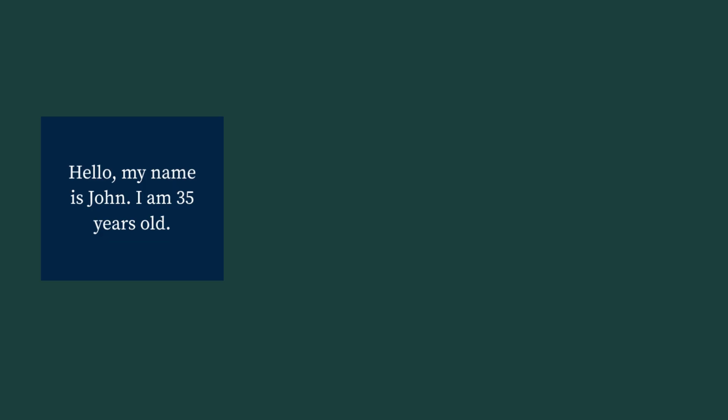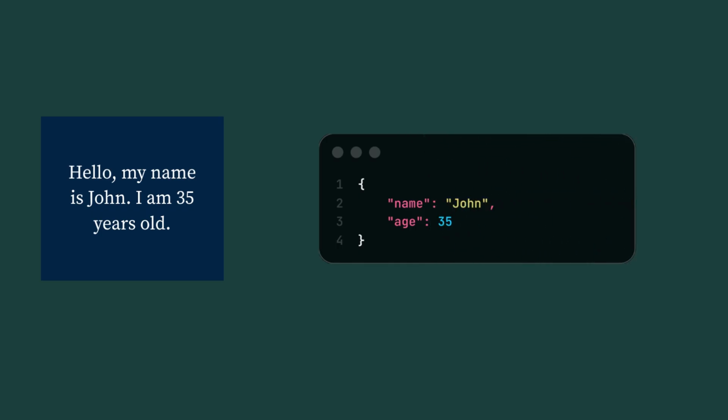For example, instead of a paragraph, you can get a JSON object, a list of fields, or any structured format your system expects. This is extremely useful because it makes the output easy to parse, reliable to use, and ready for automation. Without structured output, you have to manually clean and interpret the response, which can easily break. With structured output, your system becomes more stable and production ready.